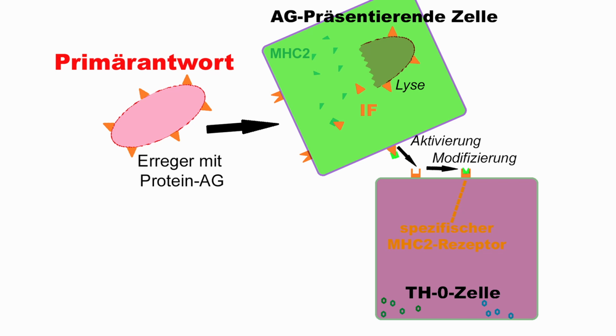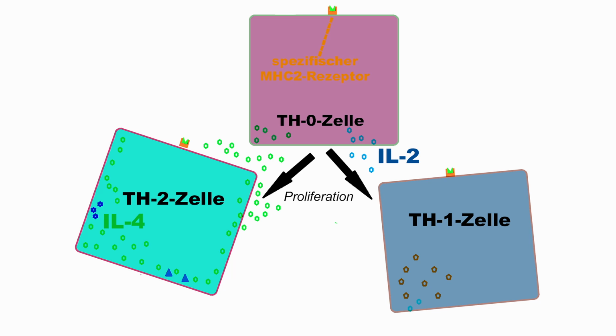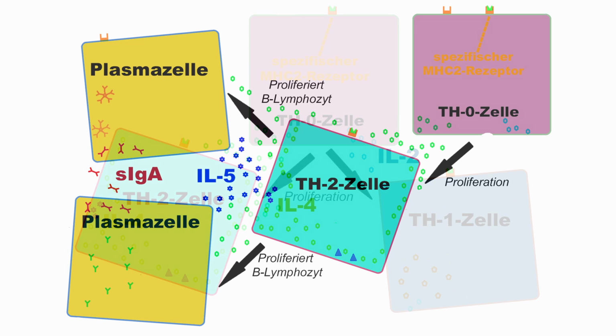The primary response in the context of an infection is the sensitization of the immune system to previously unknown pathogen antigens. In the case of protein antigens, the primary response is initially via MHC2-mediated antigen presentation by dendritic cells, monocytes, macrophages, and B lymphocytes. After contact with the MHC2 receptor of the Th0 cells, T lymphocytes, IL-4 proliferates to form the Th2 cell, and at the same time proliferates via IL-2 to form the Th1 cell.